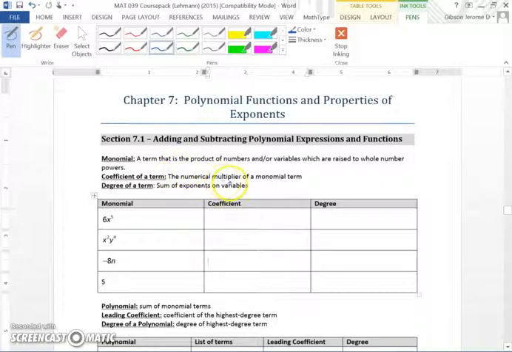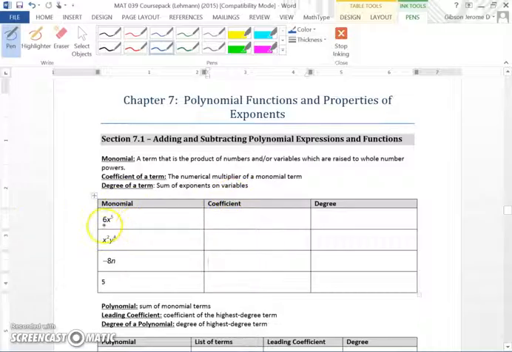Coefficient of a term, the numerical multiplier of a monomial term. So basically it's the number that is connected to the variable. And then the degree of the term, the sum of exponents on variables, and that's per term. So we will look here.